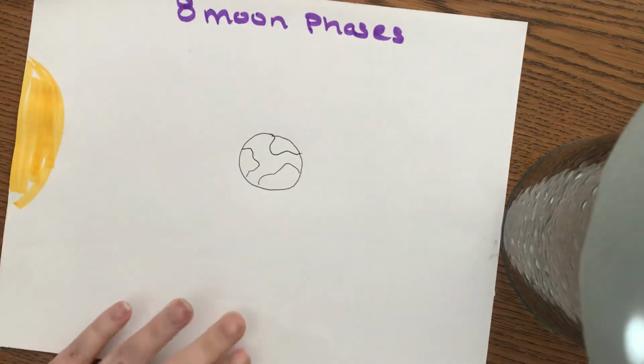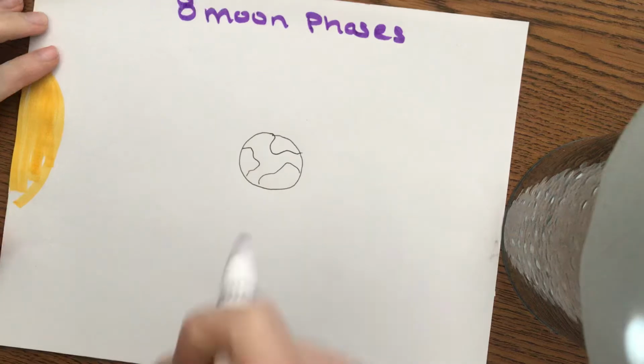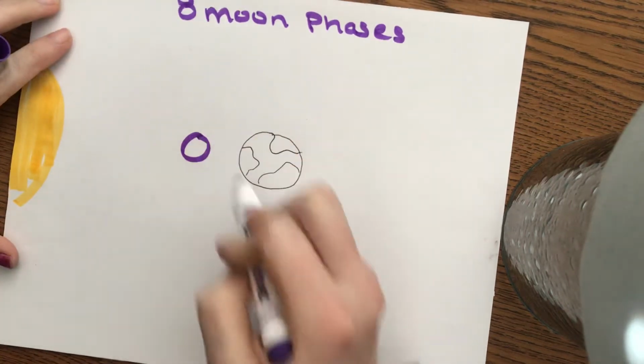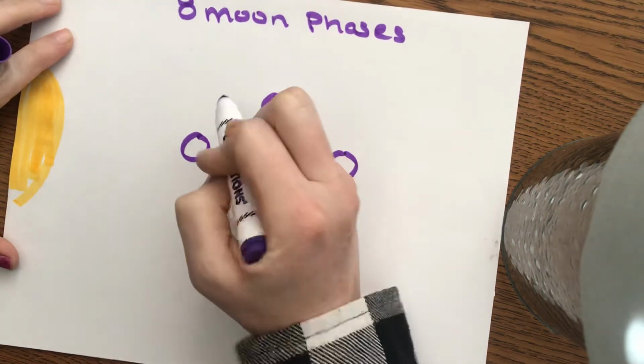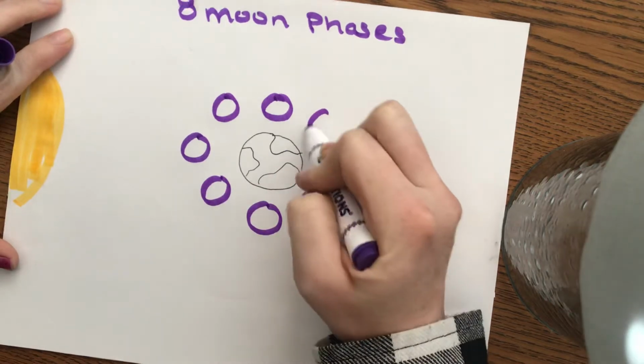Okay, after we do that, we're going to place our 8 moons. Now, our moon travels around the earth, and as it moves around the earth, that's how we get our different phases. So, here are our 8 phases.